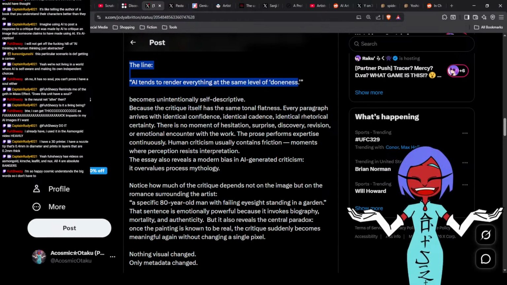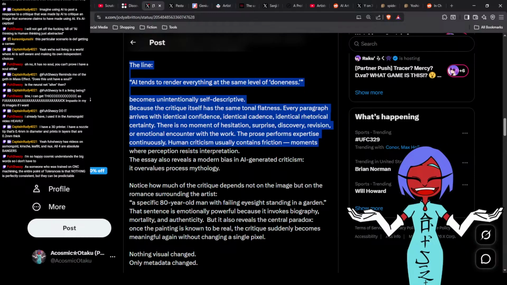The line, "AI tends to render everything at the same level of doneness," becomes unintentionally self-descriptive, because the critique itself has the same tonal flatness. Every paragraph arrives with identical confidence, identical cadence, identical rhetorical certainty. There is no moment of hesitation, surprise, discovery, revision, or emotional encounter with the work. The prose performs expertise continuously. Human criticism usually contains friction, moments where perception resists interpretation.